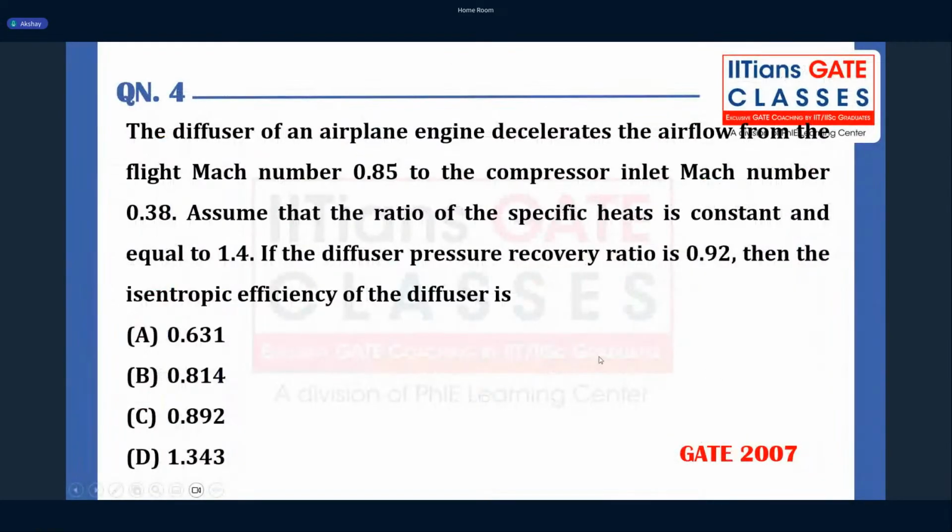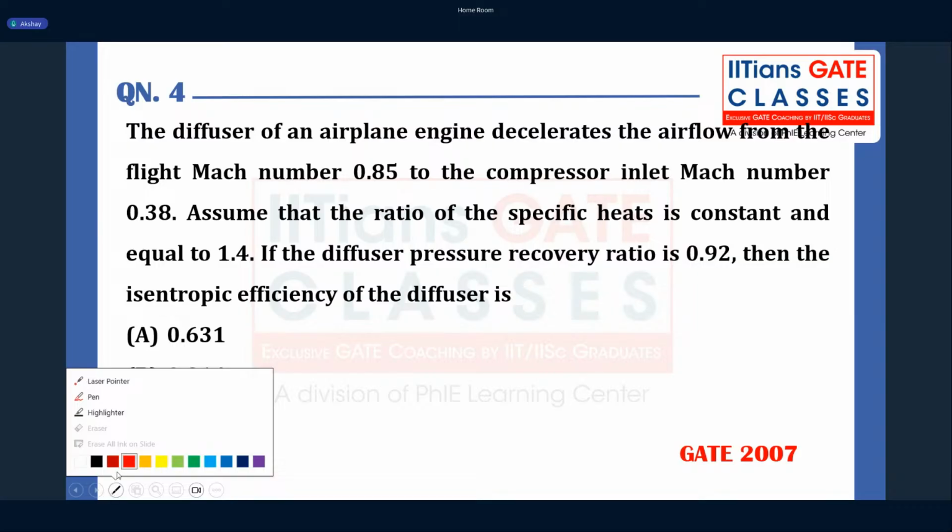Can you guys attempt this question based on what we discussed so far? It says the diffuser of an airplane engine decelerates the airflow from the flight Mach number 0.85 to the compressor inlet Mach number 0.38. Assume that the ratio of the specific heats is constant and equal to 1.4. If the diffuser pressure recovery ratio is 0.92, then the isentropic efficiency of the diffuser is. It is a very, very interesting problem.